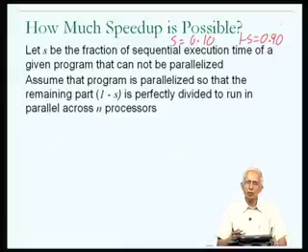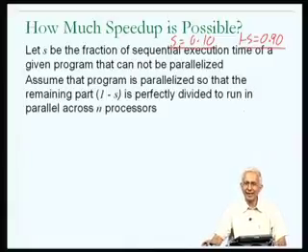Now what is the sequential execution time? The sequential execution time is going to be the sum of the fraction that could not be parallelized plus the fraction that could be parallelized. So that is going to be equal to 1, because here we have reduced the execution times to these two components, each of which is a fraction. The sum of these two fractions is going to be equal to 1.